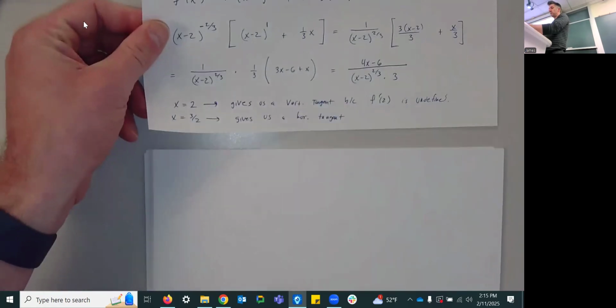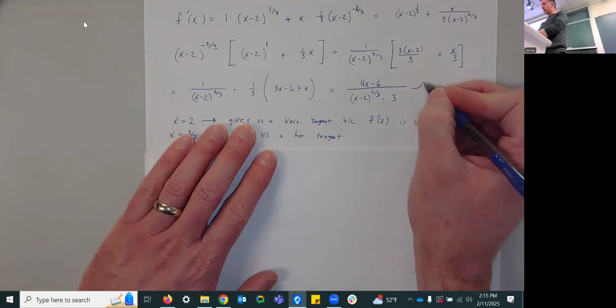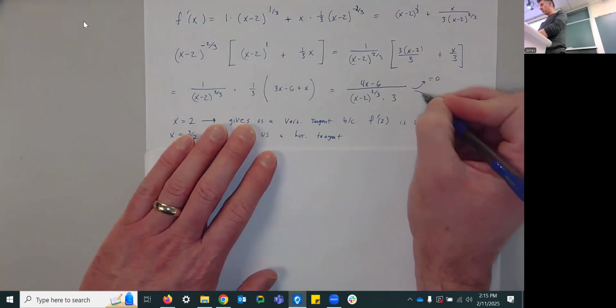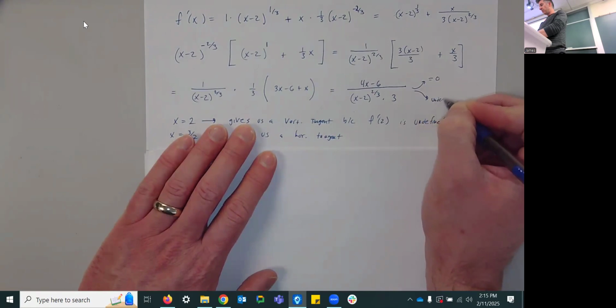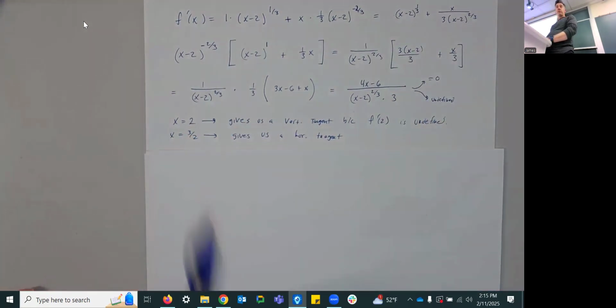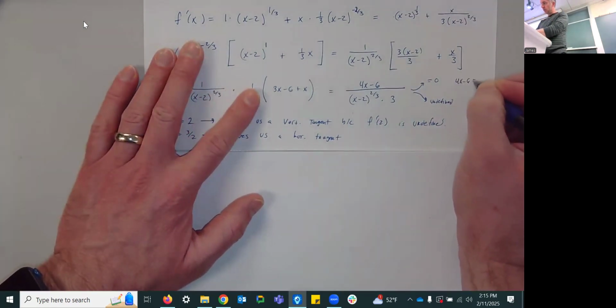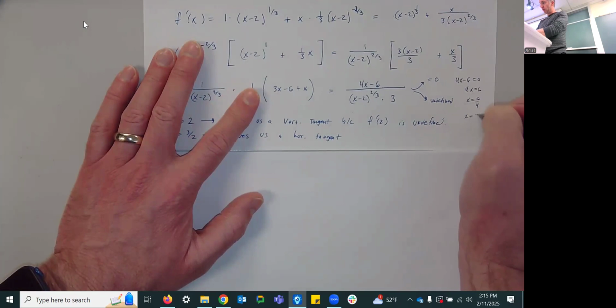To find the 3 halves, how did you find? I'm setting that. So basically, I'm either setting it equal to 0 or finding where it's undefined. When you set a fraction equal to 0, we're typically just looking for where the numerator is equal to 0. So I'm really just setting 4x minus 6 equal to 0, getting 4x equal to 6, x equal to 6 over 4, which reduces to 3 over 2.